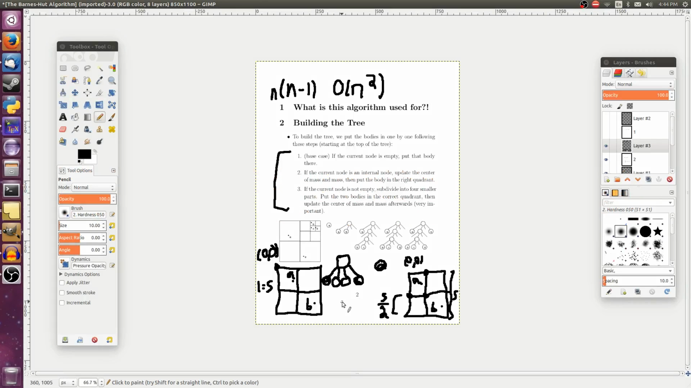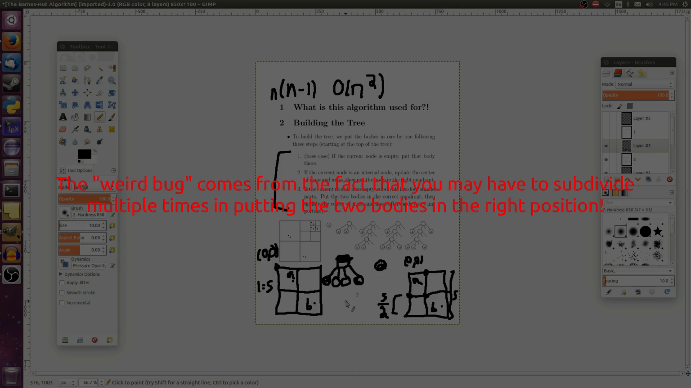And then after we're done, we update the center of mass and mass of the internal node up here. And it's important that you do it afterwards, because if you implement it this way, you're going to get a really weird bug if you try to update it before. I'm speaking from experience here.